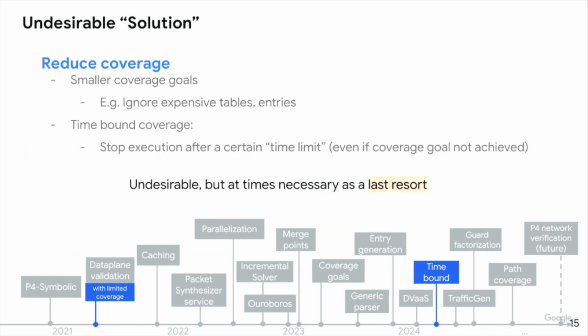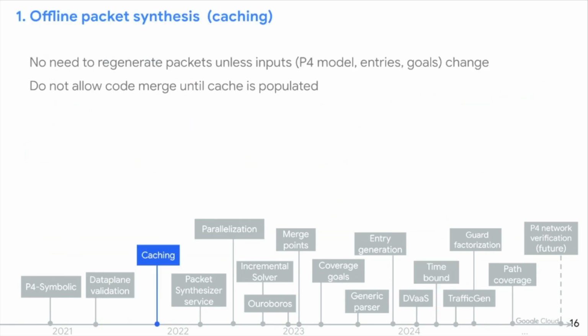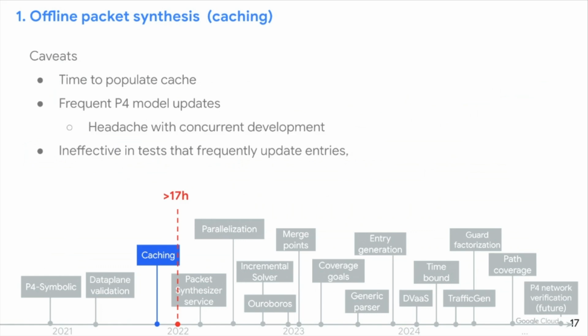The next useful solution is to do offline packet synthesis, that is, use caching. For a given P4 model, a set of entries, and coverage goals, we generate the test packets ahead of time and then test the switch. And we ensure that we do not allow any code merges until the cache is populated, that is, until the cache is consistent with the current P4 model and entries that we have.